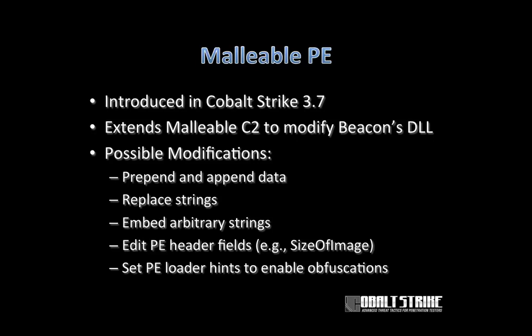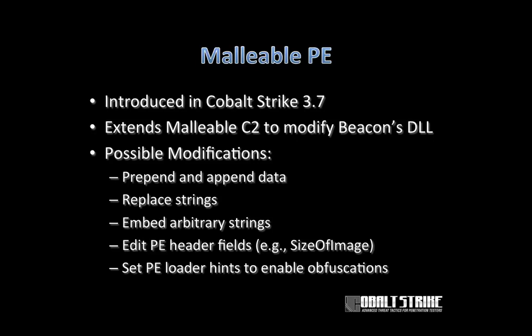Cobalt Strike 3.7 introduced a technology called Malleable PE. This is a set of extensions to Malleable C2 to modify Beacon's reflective DLL. What can you do? You can add data to the end of the Beacon DLL and to the beginning. You can replace arbitrary strings within the Beacon DLL. Be careful with this because you could break the functionality of the payload if you do this recklessly. But used carefully, this is a powerful tool.